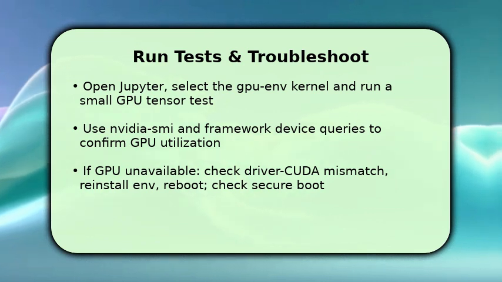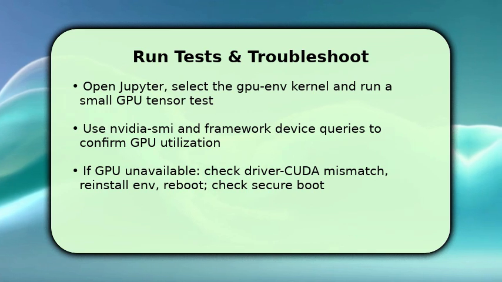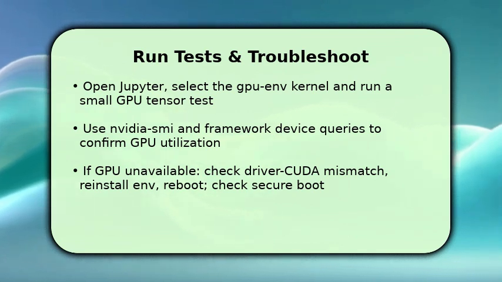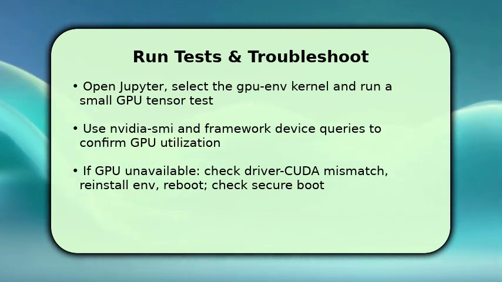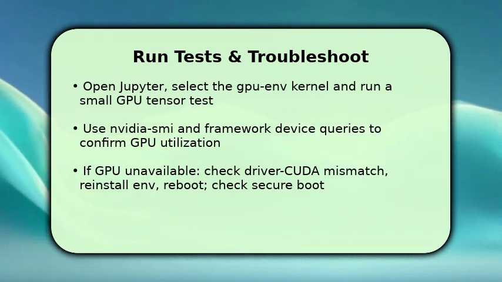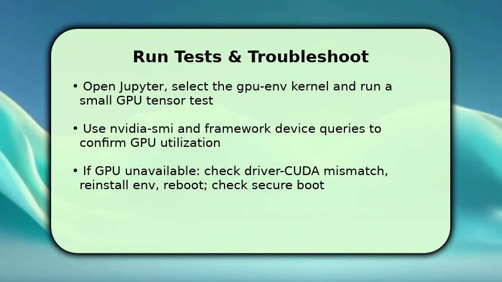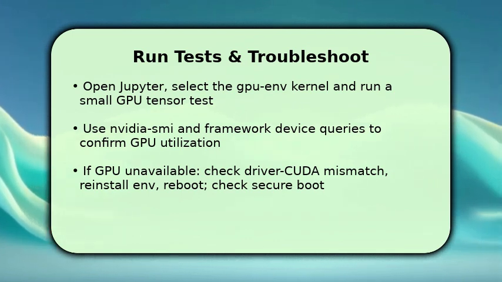Make sure nvidia-smi shows process utilization and that your framework reports the GPU device. If it fails, check for driver versus CUDA mismatches, Secure Boot blocking modules, or missing cuDNN. Reinstall the environment or use conda-forge builds to simplify compatibility. A quick reboot after driver installs often resolves issues.